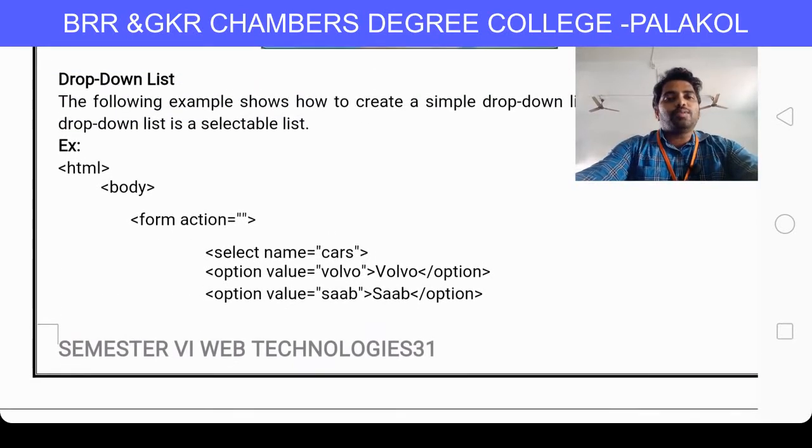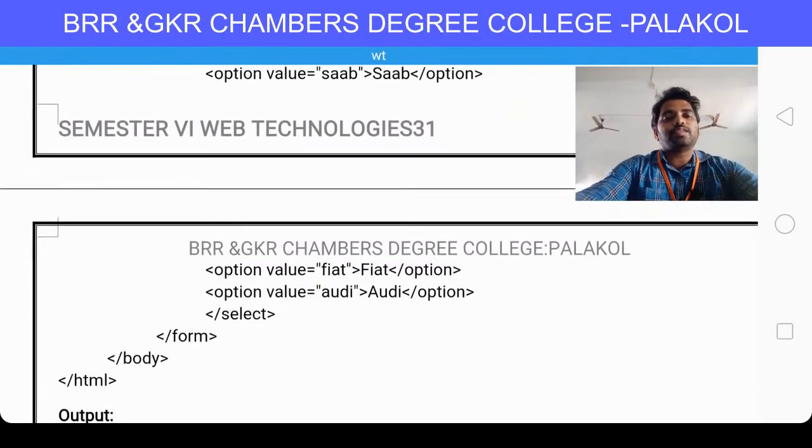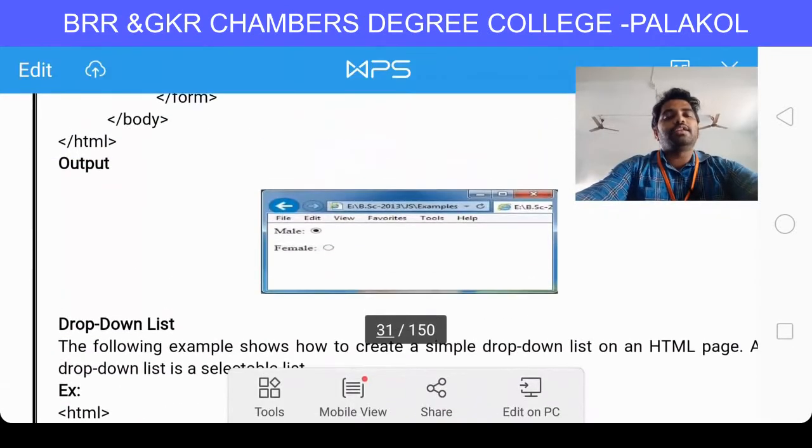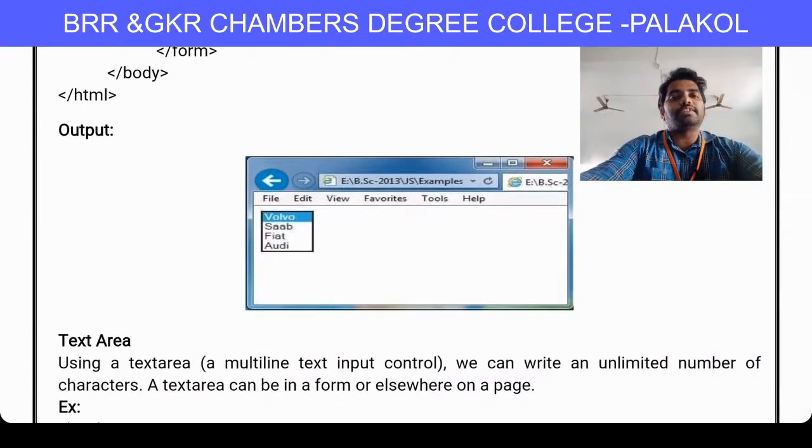Okay, the drop down list: the main element is the select tag. Select name is cars. The option value is equal to Volvo. Okay, the information displays in the middle of the text after you write the option tag, then close. Okay, option value is equal to Saab. The information you write, then immediately the option tag is closed. Next one, Audi, and immediately option close, select, form, and body close, and HTML close.